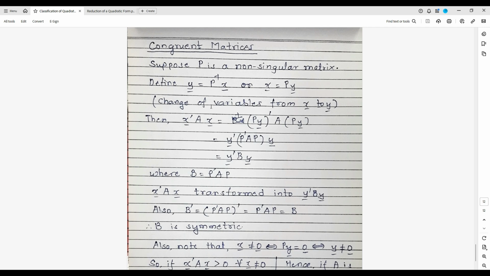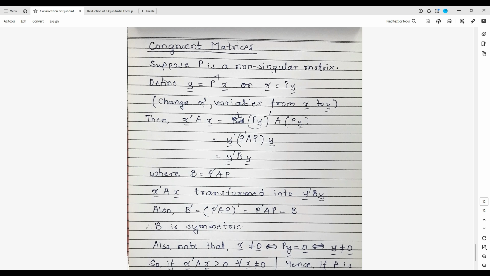So let us consider x prime Ax. Then x prime Ax I can write as (Py) transpose A (Py). So I can write y prime P prime A Py. So this becomes y prime By, where I am calling capital B as P prime AP. Now, we have x prime Ax. This quadratic form is transferred to a new quadratic form in vector y, where y is P inverse x, and the matrix A is now replaced by matrix B for the new vector.